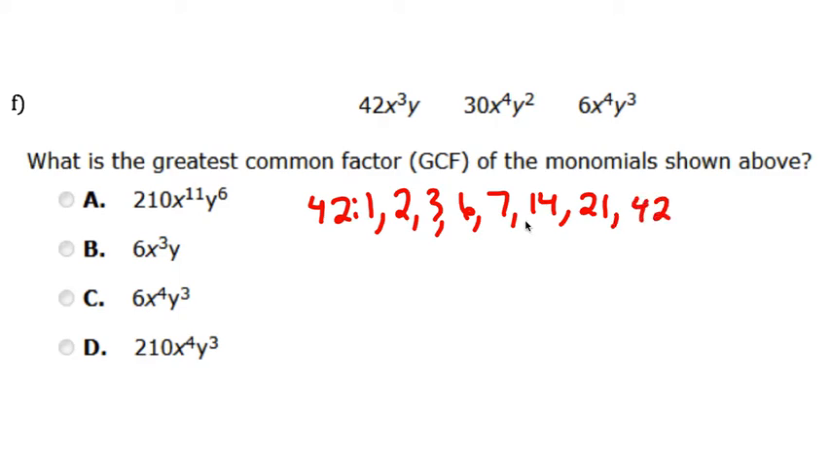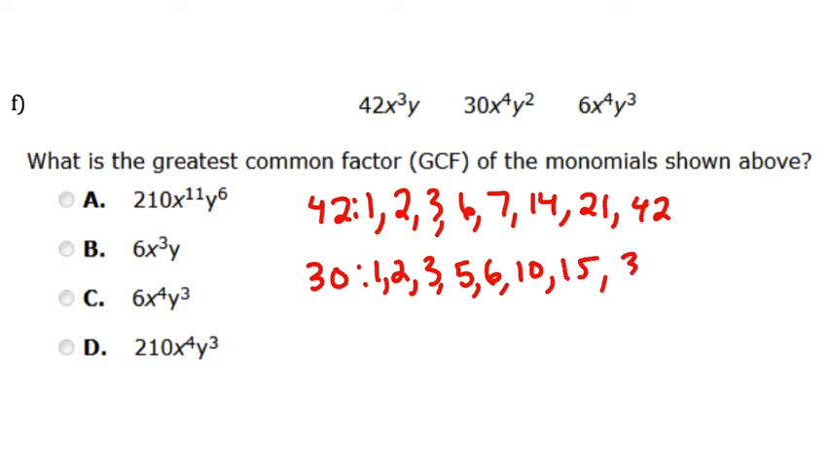Okay, let's look at our list for 30. This will be a smaller list. Well, maybe not. 1, 2 goes in evenly, 3 goes in evenly, 4 does not, 5 does, 5 and 6. And then 3 and 10, 2 and 15, and 1 and 30. So that's our list there. Not much smaller, it's actually the same. Now the number 6: again, 1, 2, 3, and 6.